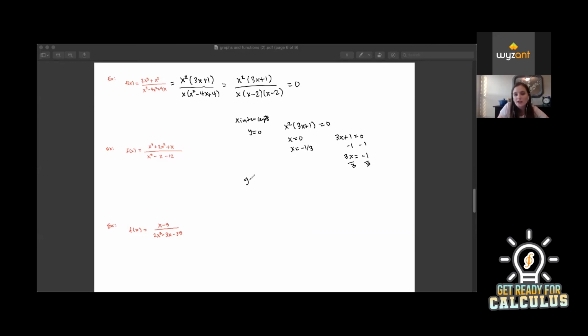For y-intercepts, all you have to do is set x equal to 0, so you're just going to plug that straight in. So you're going to get 0 squared, 3 times 0 plus 1, over 0, 0 minus 2, 0 minus 2, and just see what that's going to go to. This one, we should have canceled out. There's an x on top and bottom. So right now we'd run into an issue because at 0 we're going to have a hole, but we're about to talk about that in a second.